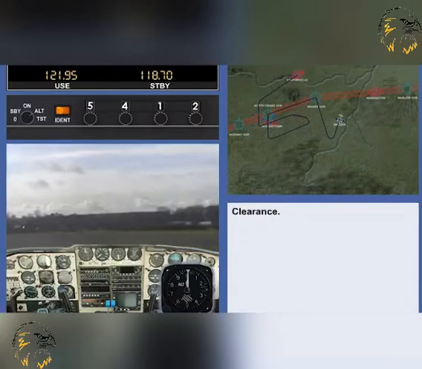Having completed your pre-takeoff checks, you are now ready to copy your departure clearance. The point at which you receive this clearance will vary considerably between airfields. At Walden, we are assuming that the clearance is given just before takeoff. At larger airports, with many more movements, the clearance may be given before taxiing.